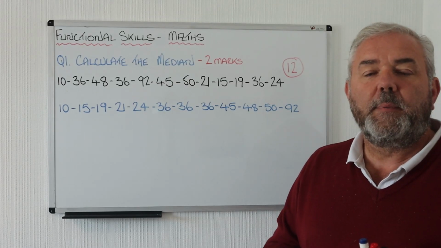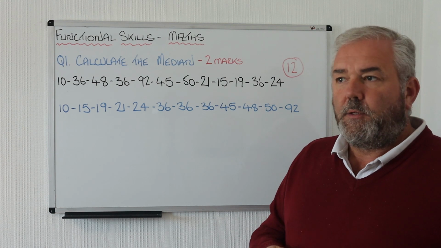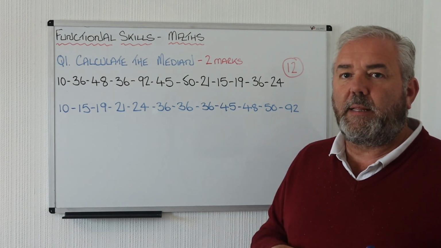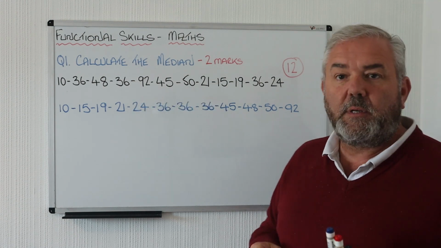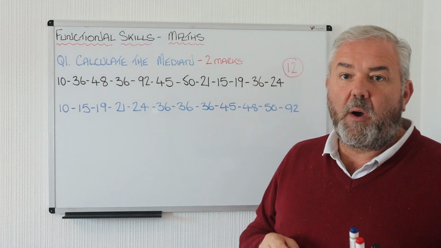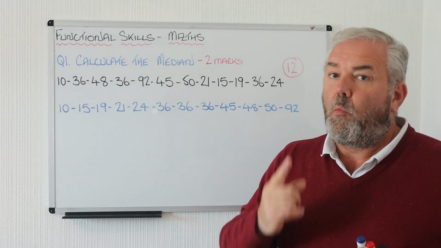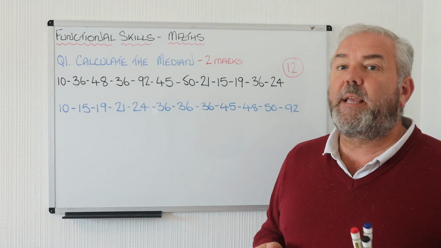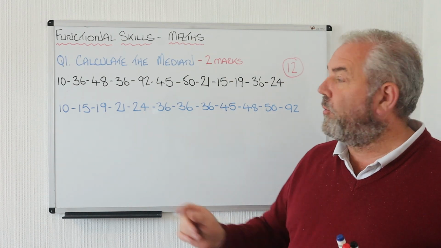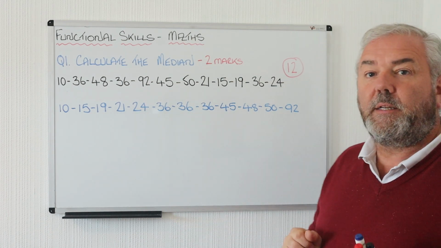Okay, question 1. Calculate the median. So you see beneath the question there's a list of numbers put randomly there, as you can see on my whiteboard, that are written in black. This question is worth 2 marks. So if you remember what I said at the beginning, 1 mark is for the correct answer. So they want something else from you. And that first point is to put them all in numerical order, starting from the lowest through to the highest.